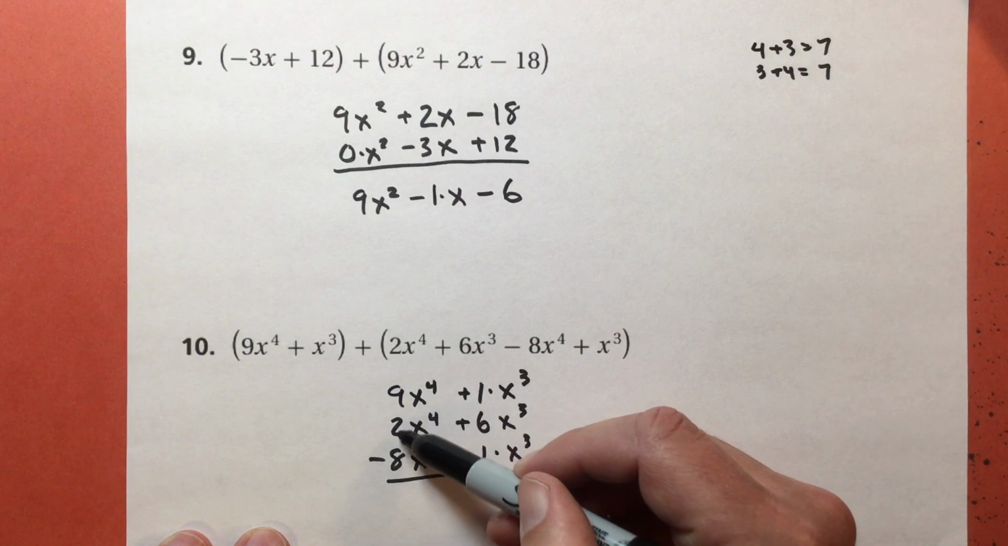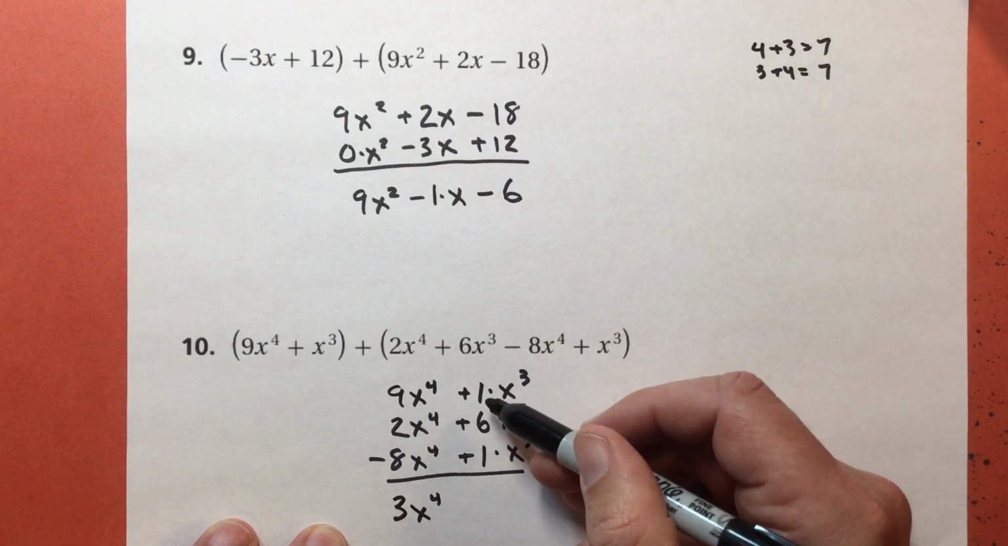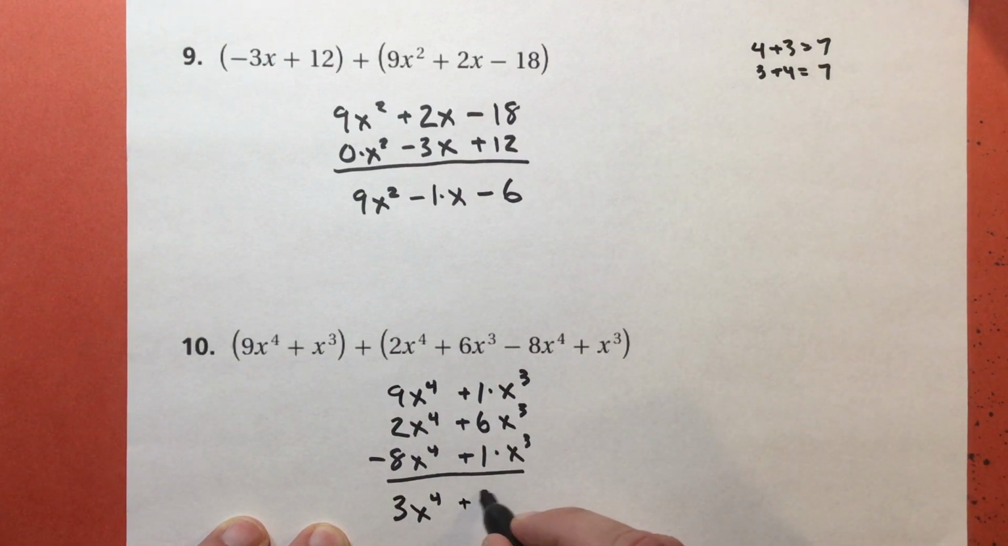9 plus 2 is 11. 11 subtract 8 is 3. 3x to the fourth. 1 plus 6 plus 1. 7 plus 1 is 8. 8x to the third. All right, we'll see you in the next video.